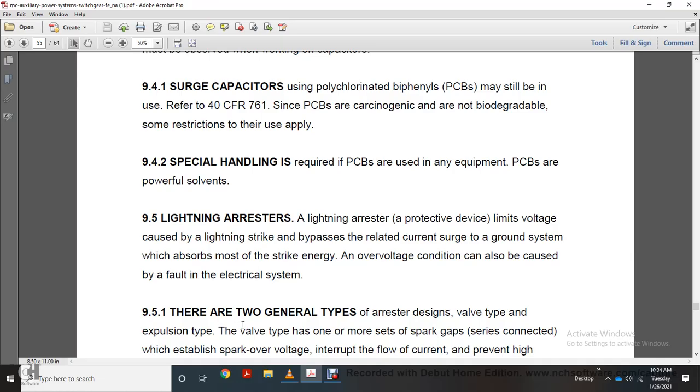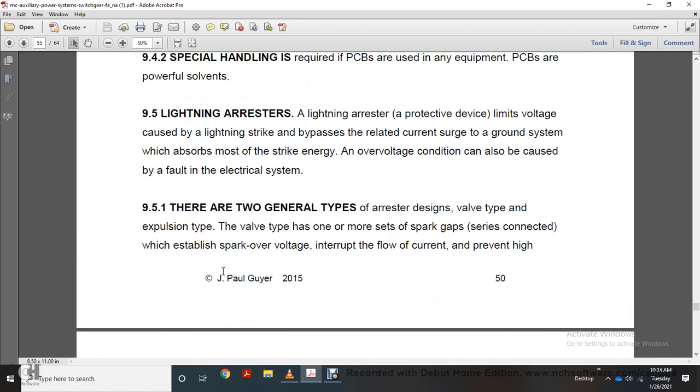9.5 Lightning arresters. A lightning arrester is a protective device that limits the voltage caused by a lightning strike. It carries the current surge to the ground system, absorbing the most likely striking energy. Overvoltage conditions can also be caused by faults in the electrical system. There are two general designs of arresters: the valve type and the explosion type.